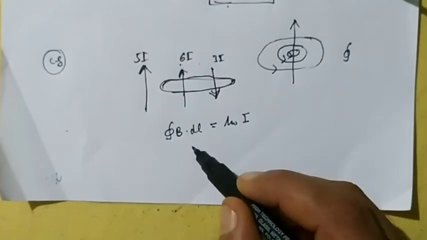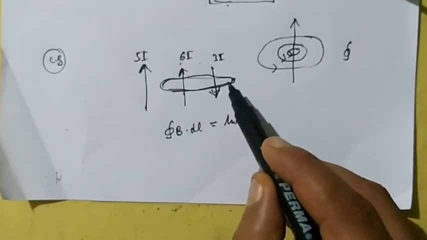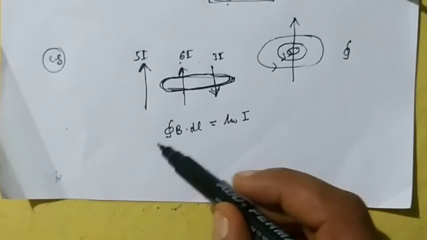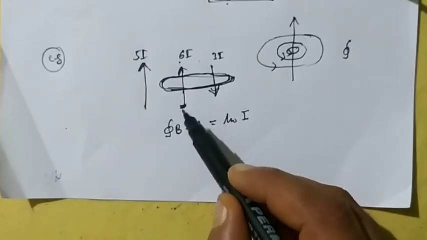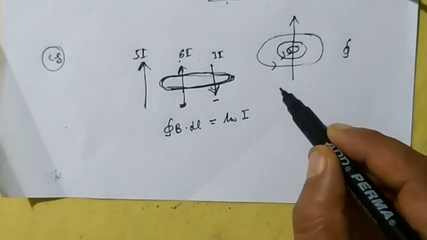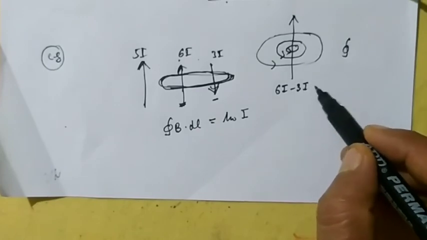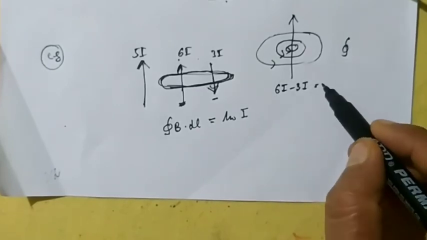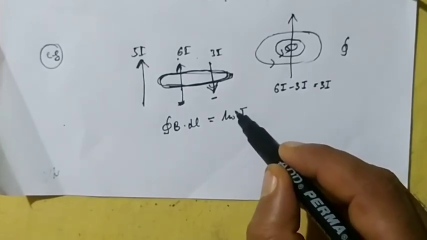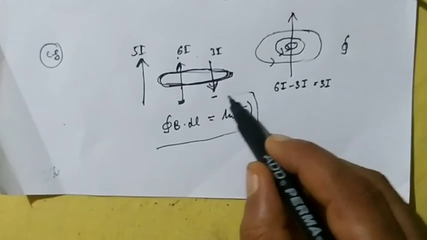So the effective value which is threading this loop, so inside this loop, which current lines are cutting it? Only there are 2 current lines, that is 6I and this is your 3I. So if you find the resultant, 6I is upward and minus 3I is downward, so the total will be equal to 3I. So here the value of this integral will be equal to mu naught times 3I. So this is your line integral of a magnetic field.